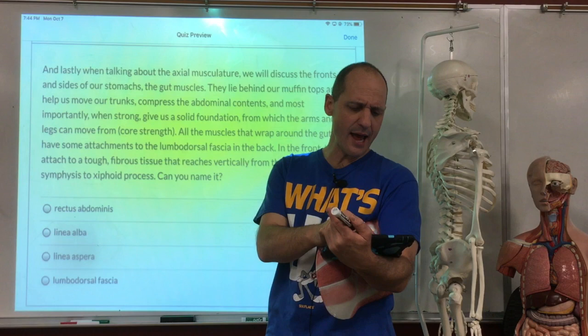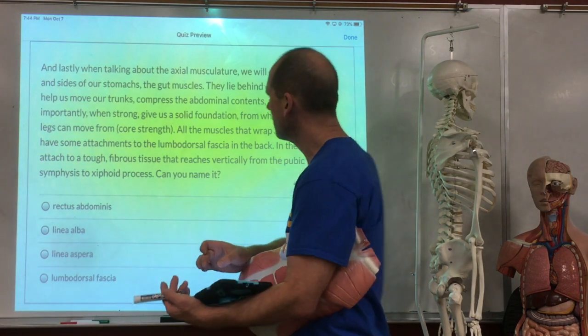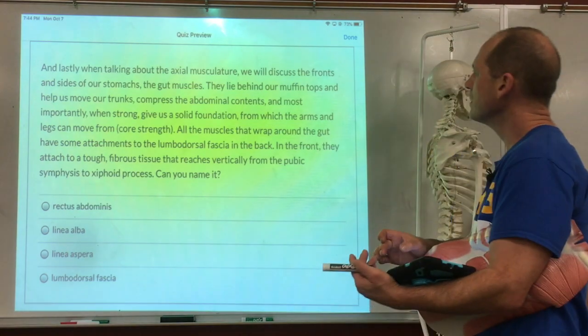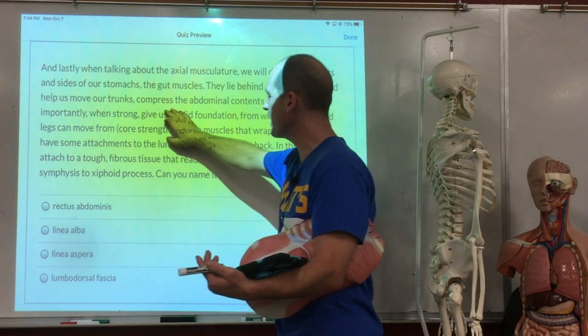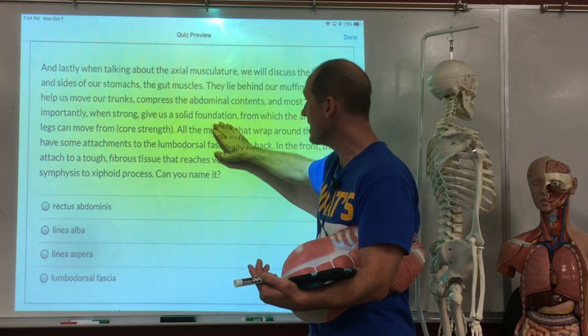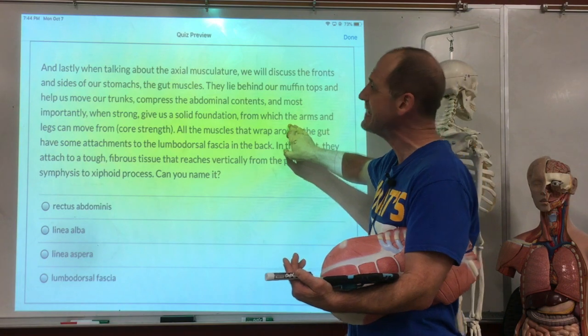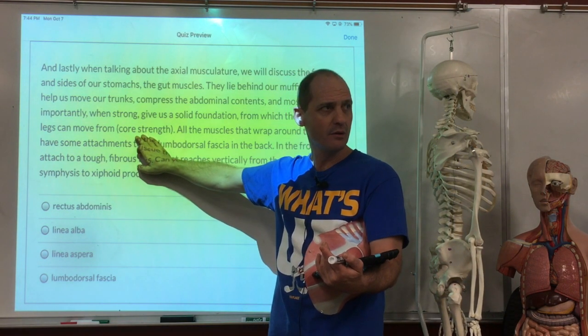Lastly, when talking about axial muscles, we'll discuss the front and sides of the stomach and the gut muscles. They lie behind our muffin tops and help us move our trunks, compress the abdominal content, and most importantly, when strong, give us a solid foundation from which the arms and the legs can move from, which is the core strength. You get that?